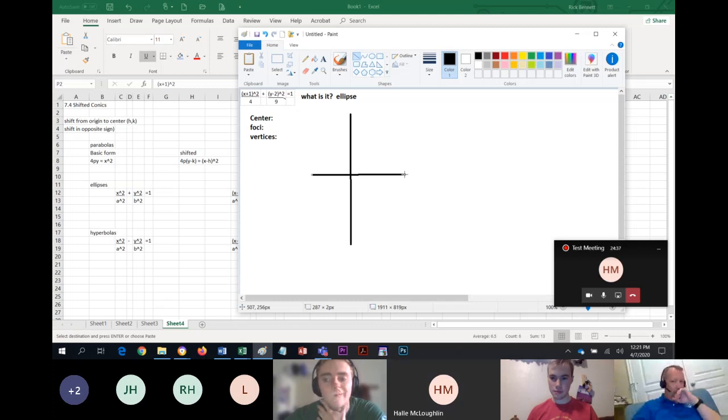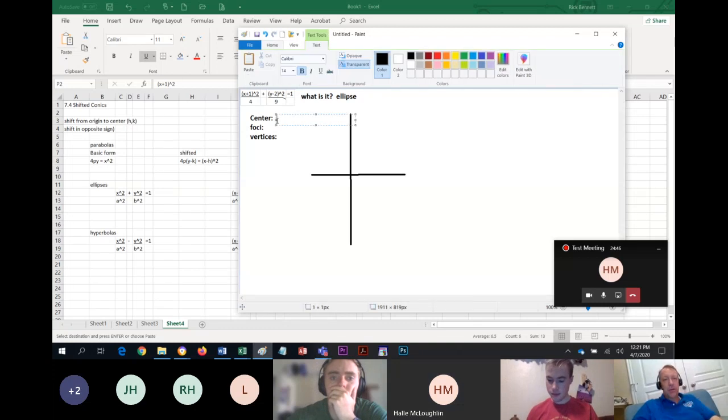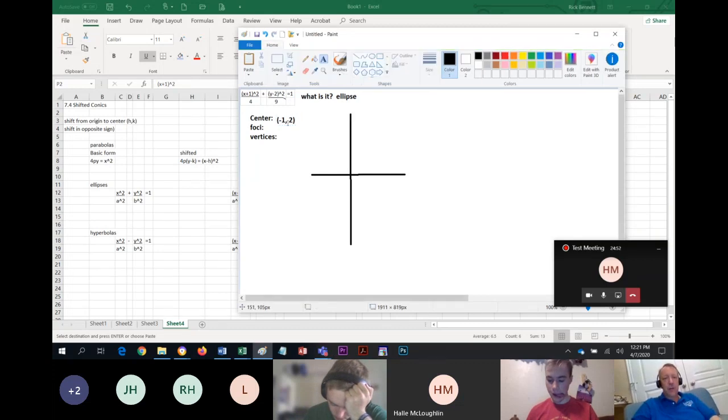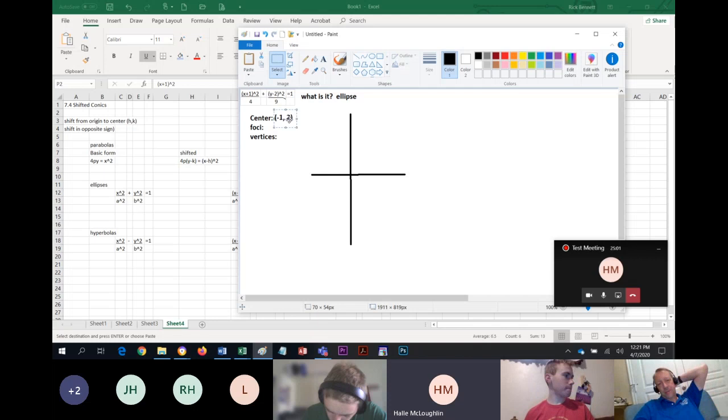Is it 1, -2? It's actually the opposite. Remember, these signs are flipped. Oh, right. So it's going to be -1, 2. If I draw that, that was a little bit low. Do you always flip the signs when you find the center? Yes.